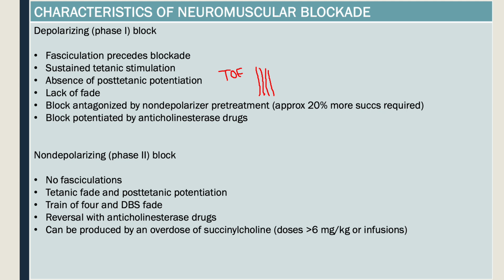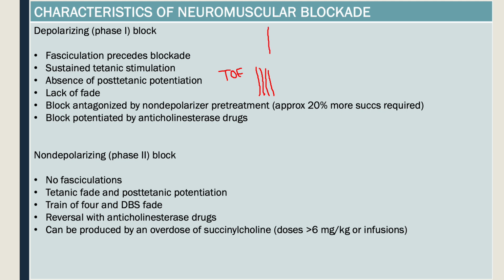Okay, sustained muscle contraction results in a lack of fade during tetanic stimulation, and there's an absence of post-tetanic potentiation. A notable feature of a depolarizing block is that it can be potentiated by anticholinesterase drugs, and its effects can be antagonized by the prior administration of non-depolarizing agents, requiring approximately 20% more succinylcholine for effective blockade.